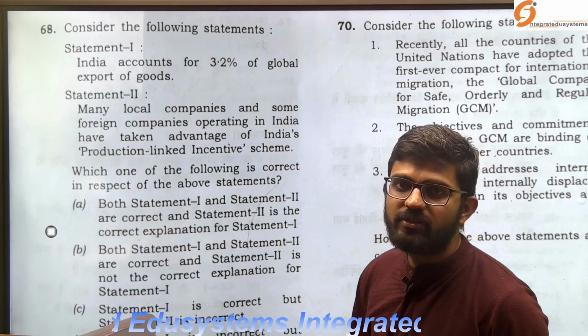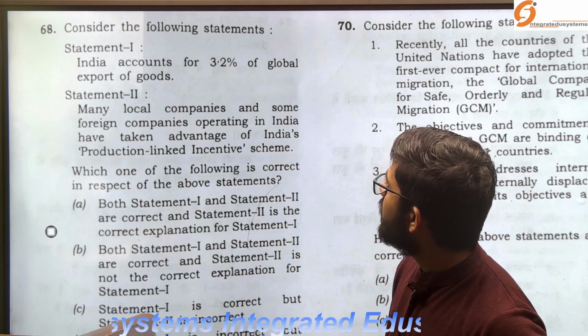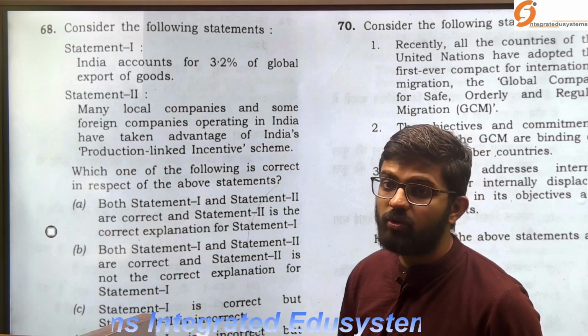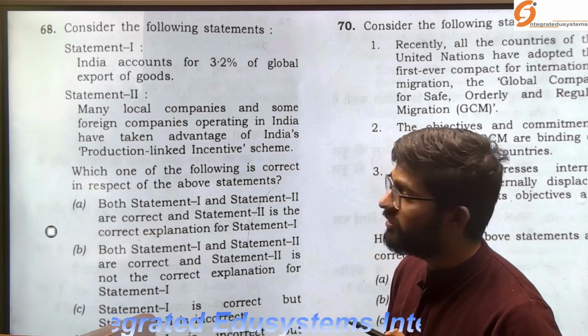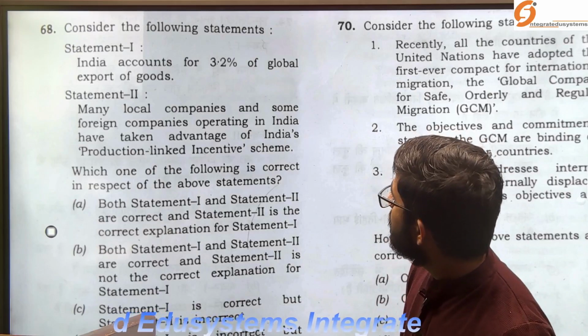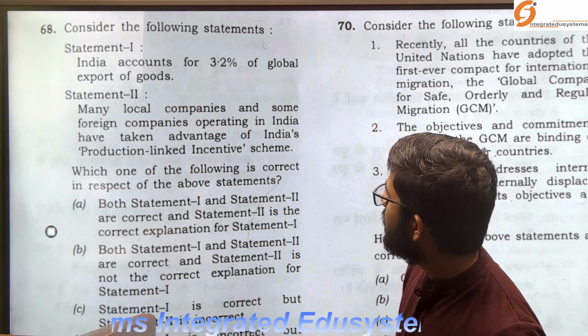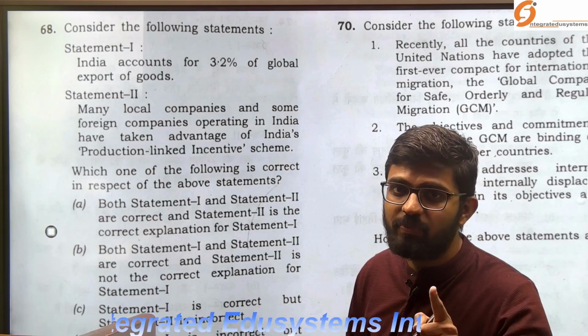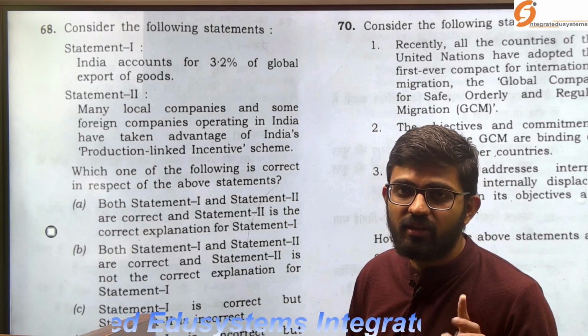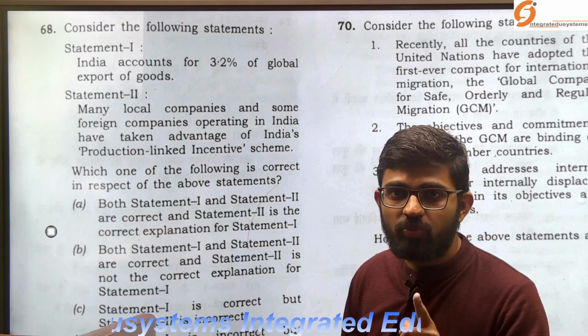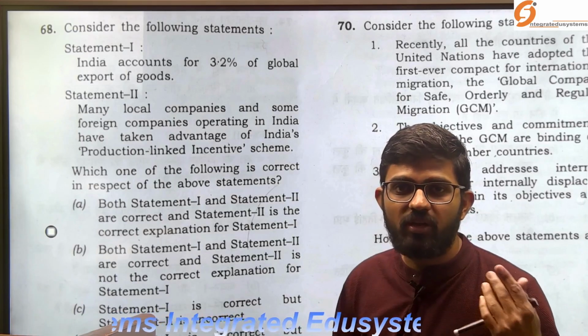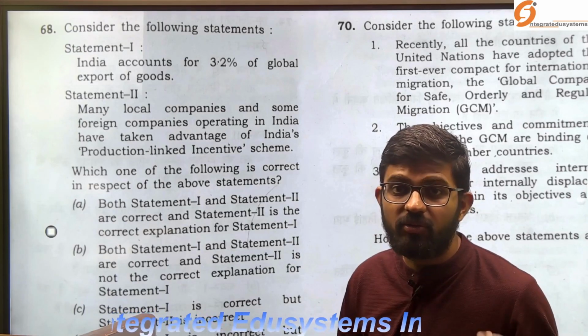Consider the following statements. Statement 1: India accounts for 3.2% of the global export of goods. Statement 2: Many local companies and some foreign companies operating in India have taken advantage of India's PLI scheme. See, the PLI scheme was for everyone. The reason is you have to do production, whether you are a foreign company or a domestic company, doesn't matter. You have to increase production.